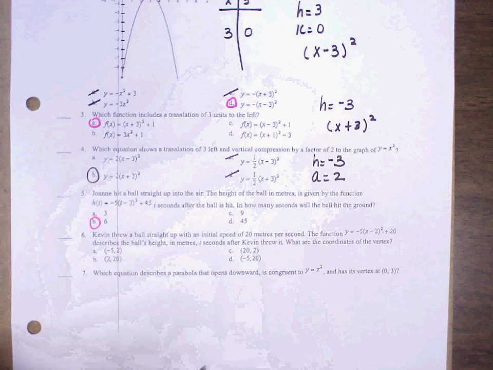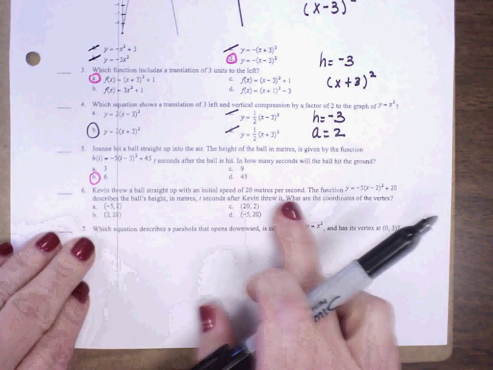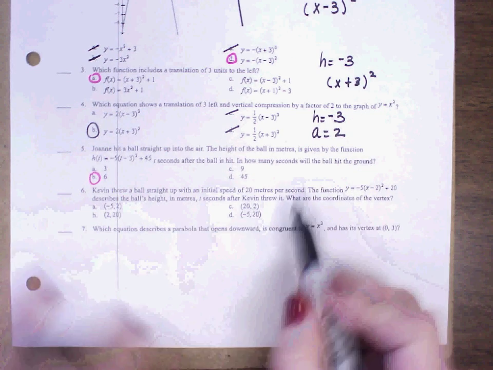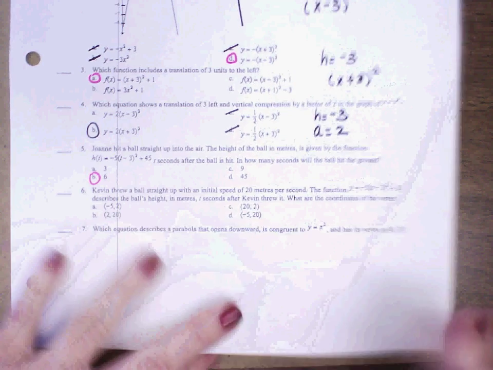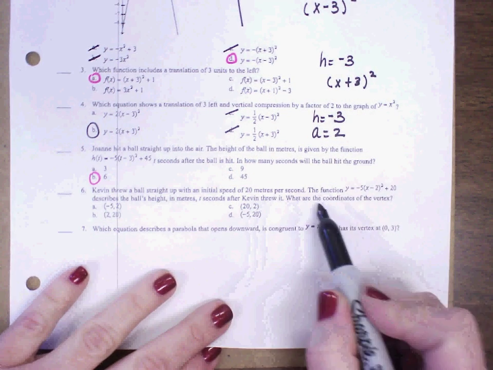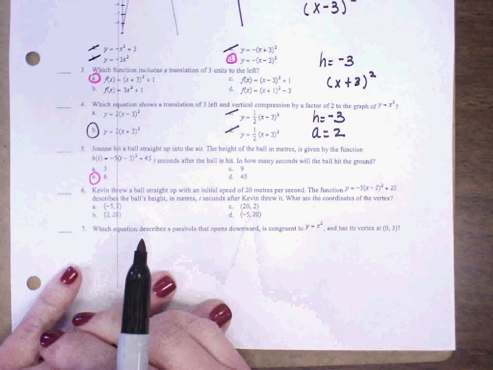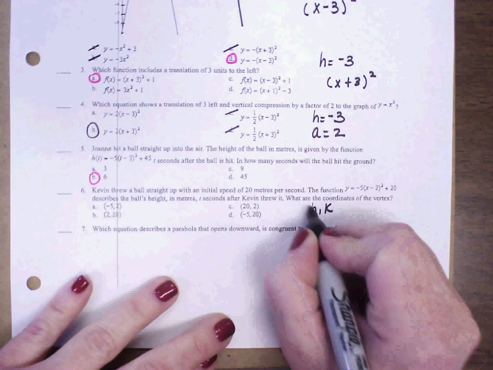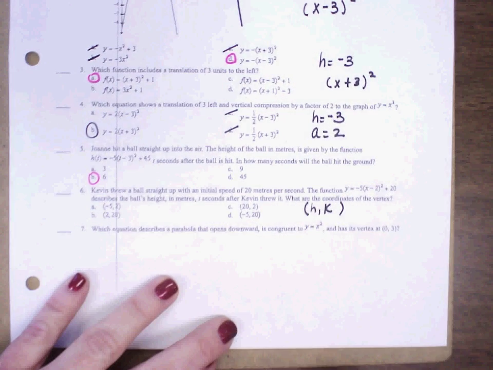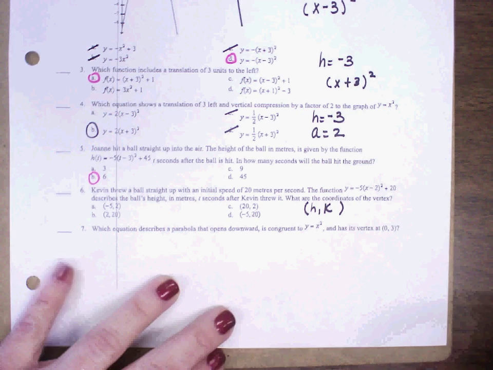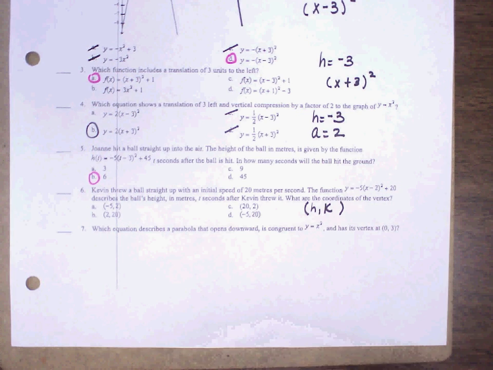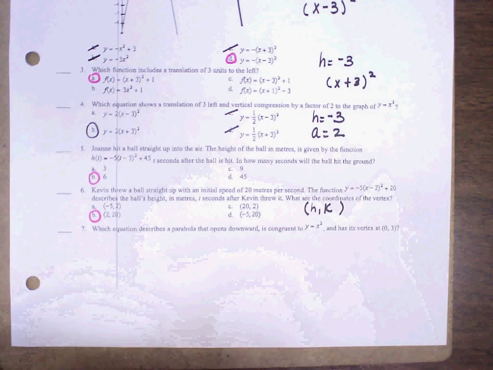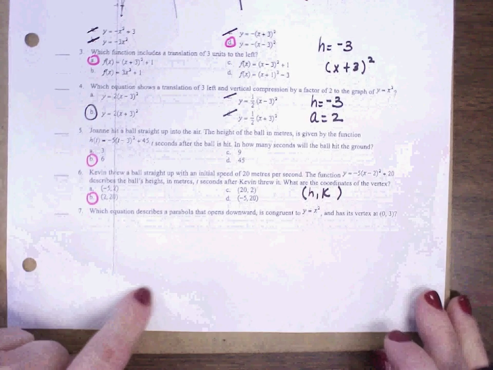All right, Kevin threw a ball straight up with an initial speed of 20 meters per second, and then you got your function describing the ball's height in meters t seconds after Kevin threw it. What are the coordinates of the vertex? Oh, come on. Vertex. What is it? +2 and 20. Yes, it is.